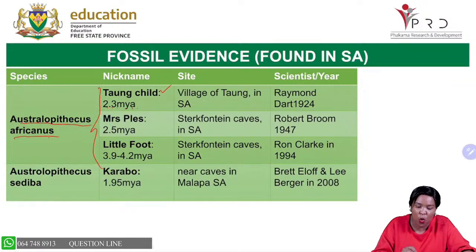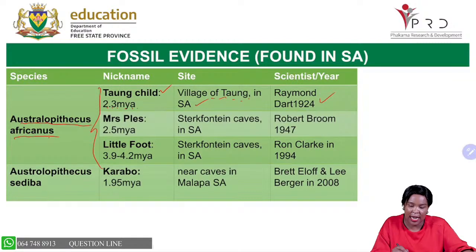Then it was found where? In the village of Dawn. You see, Dawnchild was named after that village where it was found in South Africa. Then it was found by Raymond Dart in 1924. That's a long time ago.